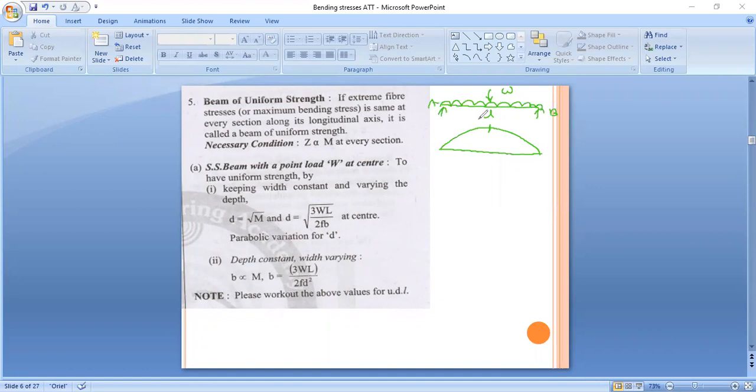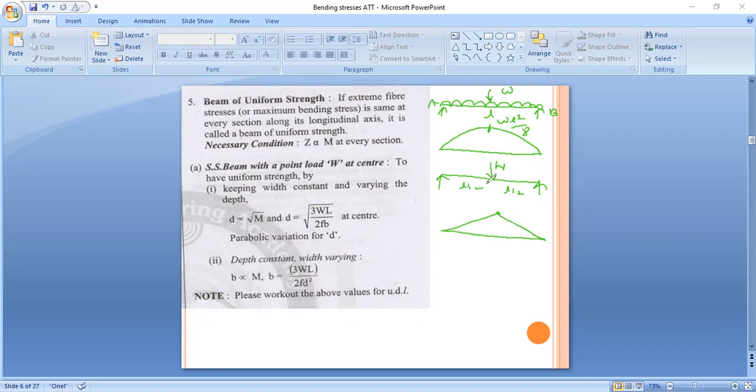So what is the maximum bending moment value for this particular case? WL square by 8. Good. So if a uniformly distributed load is applied, the maximum bending moment is WL square by 8. Now we will see for a point load. Suppose this is a simply supported beam, and on that beam one point load is applied. Suppose this is W, and this is L by 2, this is L by 2. Now I will draw the figure here.